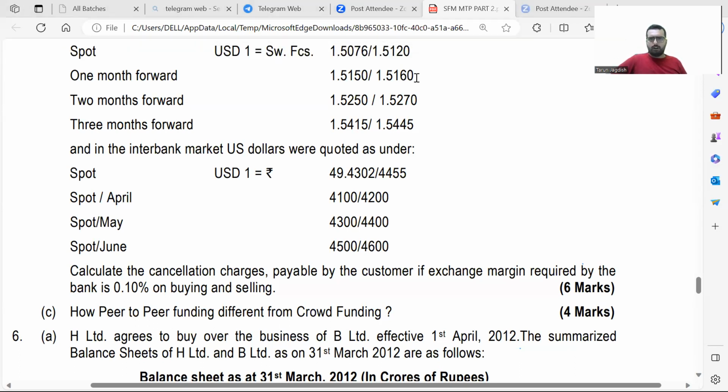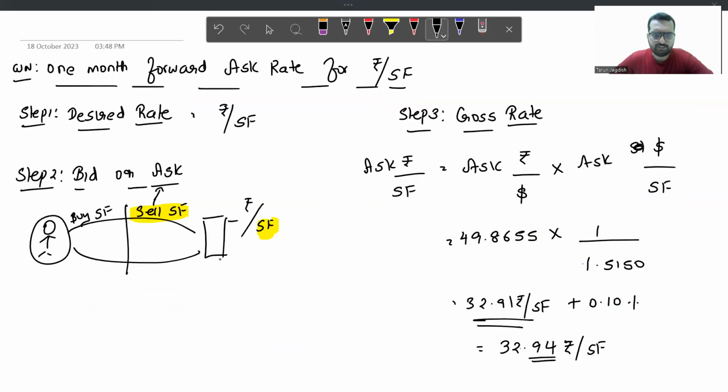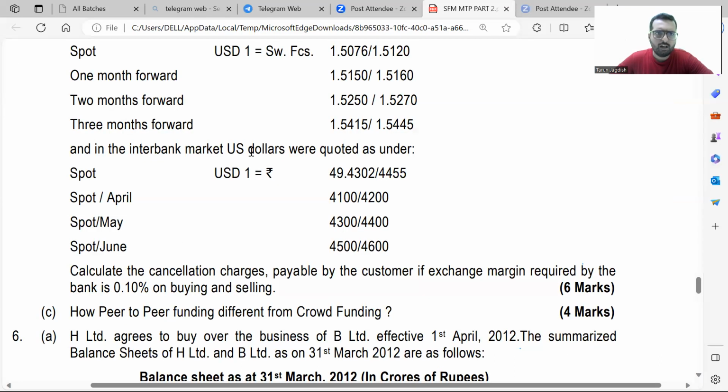All right, friends. Are you all done writing this? Can I go to the next part? Okay. They have mentioned spot. Bhavya, yes, when they mention spot, there is a question in your study material where they have mentioned spot and they have taken it as a forward rate also.